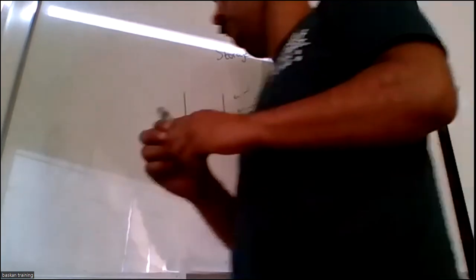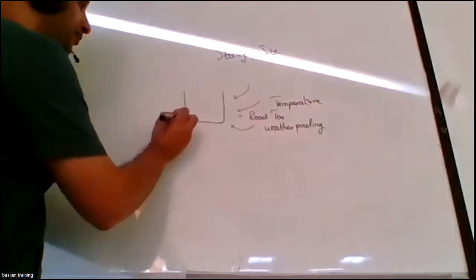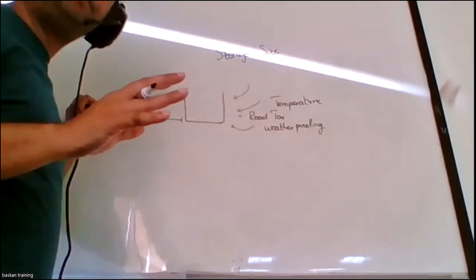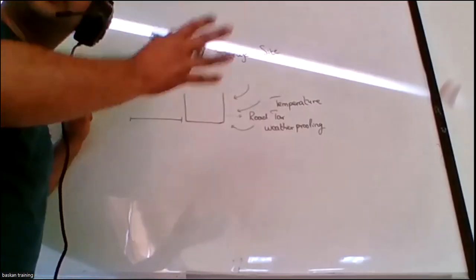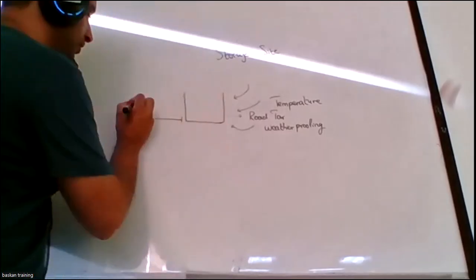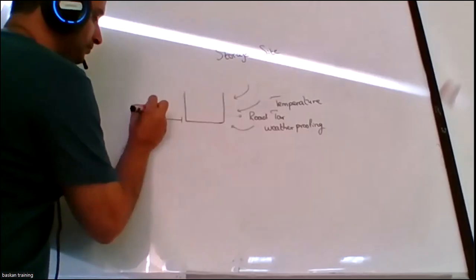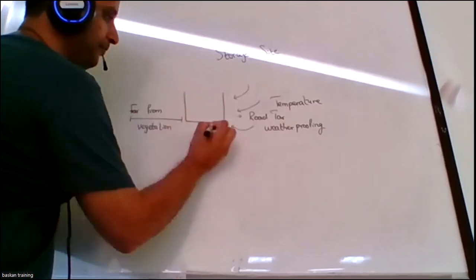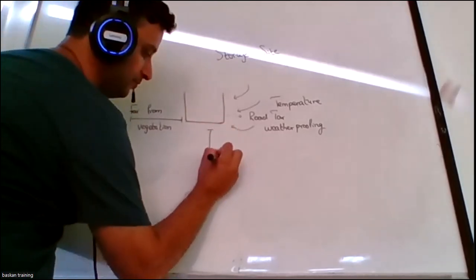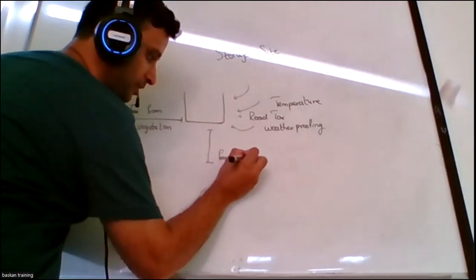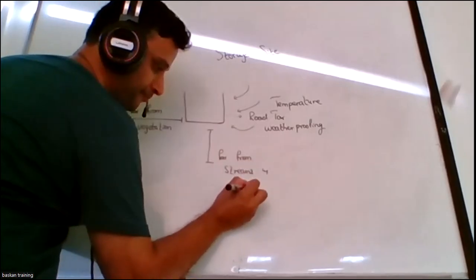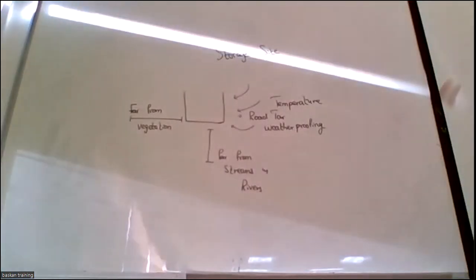Second thing is that whenever preparing the site, we have to make sure there are no agriculture products nearby, like grass, wood, vegetation. Far from vegetation. Then streams and rivers. Why far from streams and rivers?